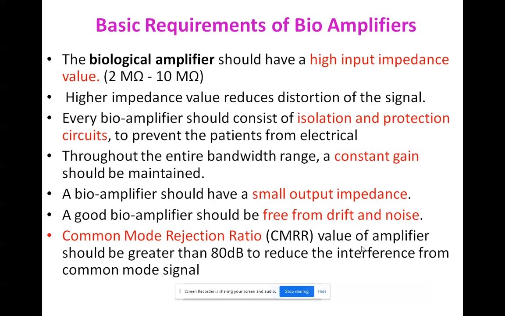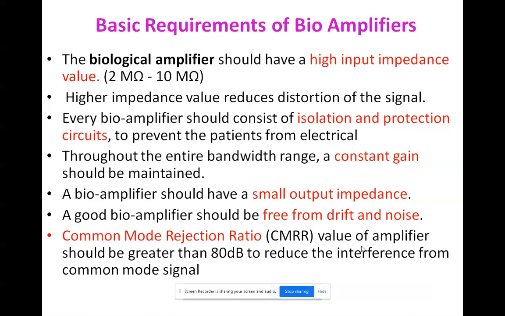So the basic requirements of bioamplifiers are it should be a high input impedance amplifier. Input impedance must be very high, that is 2 mega ohm to 10 mega ohm. Why we need a higher input impedance means it will reduce the distortion of the signal. So the noise interruption to the original signal will be very minimum. That's why we go for high input impedance.